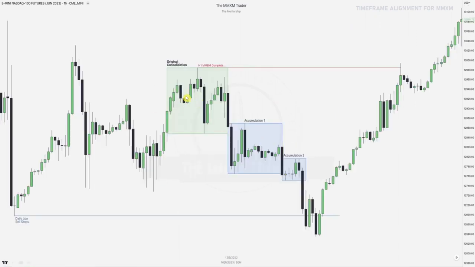As always, we start off with an original consolidation, right? Always outline your original consolidation and where your market maker buy model draw on liquidity should be, right? From here, we go from external range liquidity, right? Sell stops have been liquidated. Accumulation phase number 1 has happened over here. Accumulation phase number 2 happened over here.